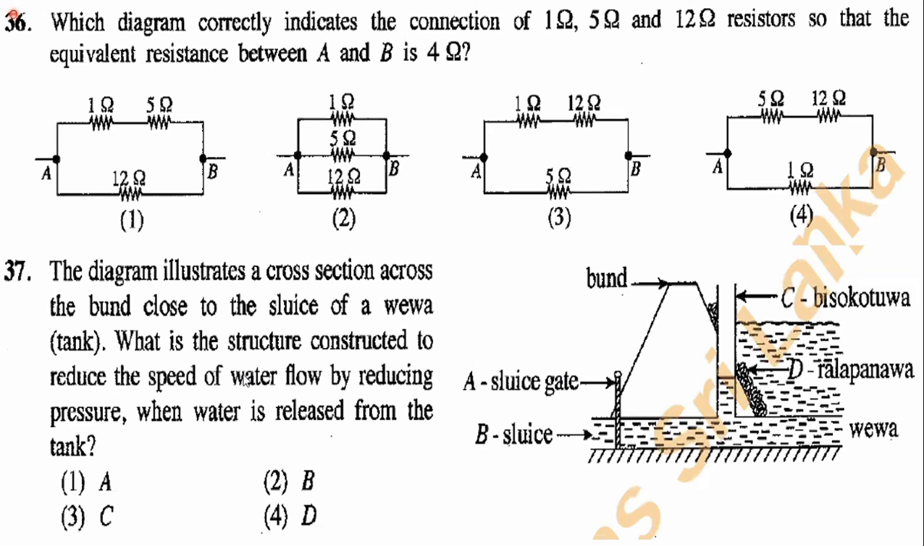What should we do with these 1 and 5? We should add them directly because they are connected in series. So instead of 1 plus 5 we can write 6. Now you can find the equivalent resistance. 1 by capital R is equal to 1 by R1 plus 1 by R2, 1 by 6 plus 1 by 12.